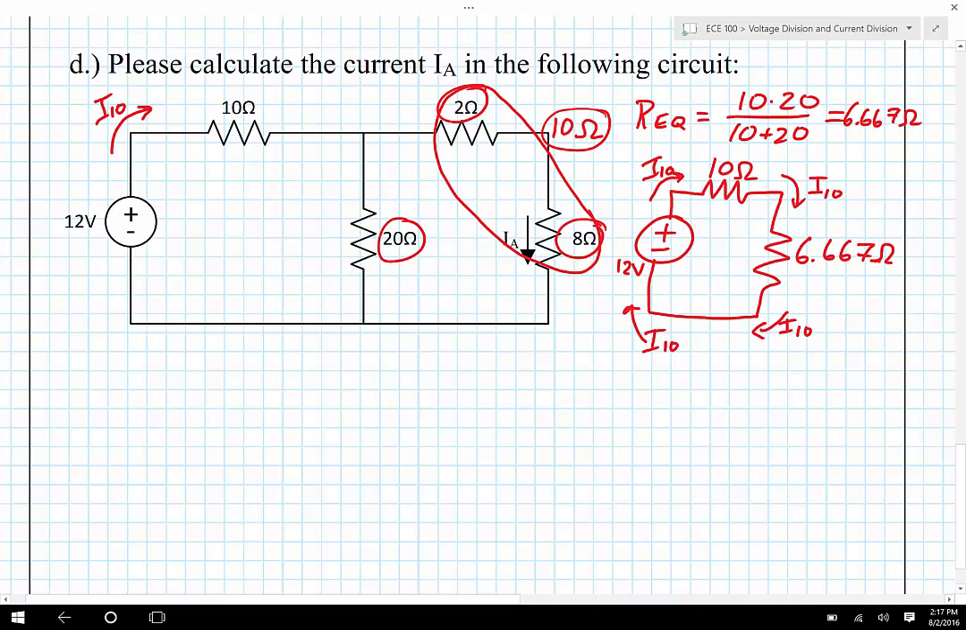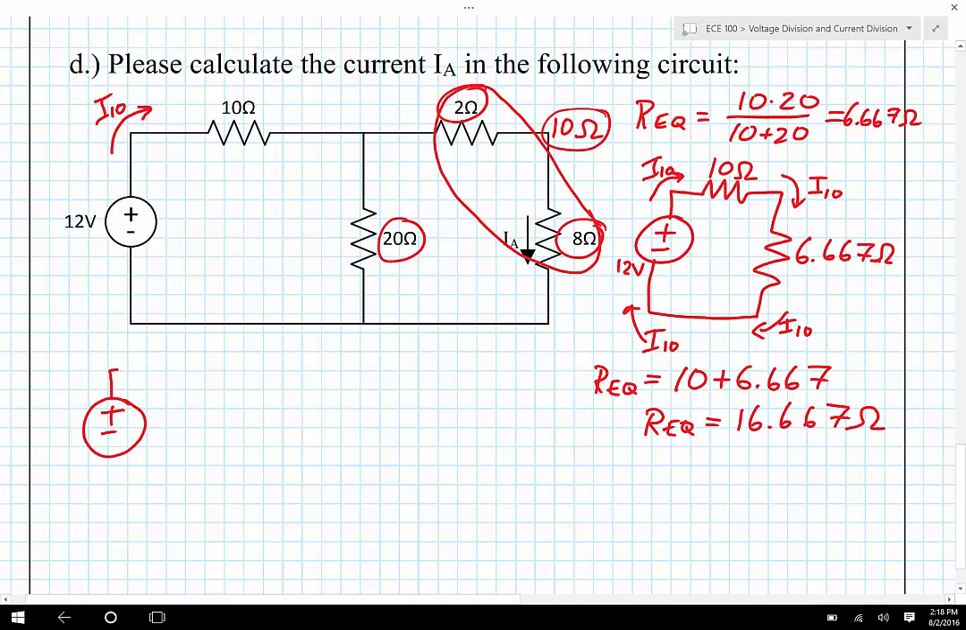I can add those two resistors together. I have 10 ohms plus 10 ohms plus 6.667, and that's going to give me the total amount of current that's flowing. So R equivalent now is equal to 10 plus 6.667, and therefore R equivalent is 16.667 ohms. I can redraw the circuit one last time with just a single resistor, 16.667 ohms, 12 volts. And then I can calculate I10.